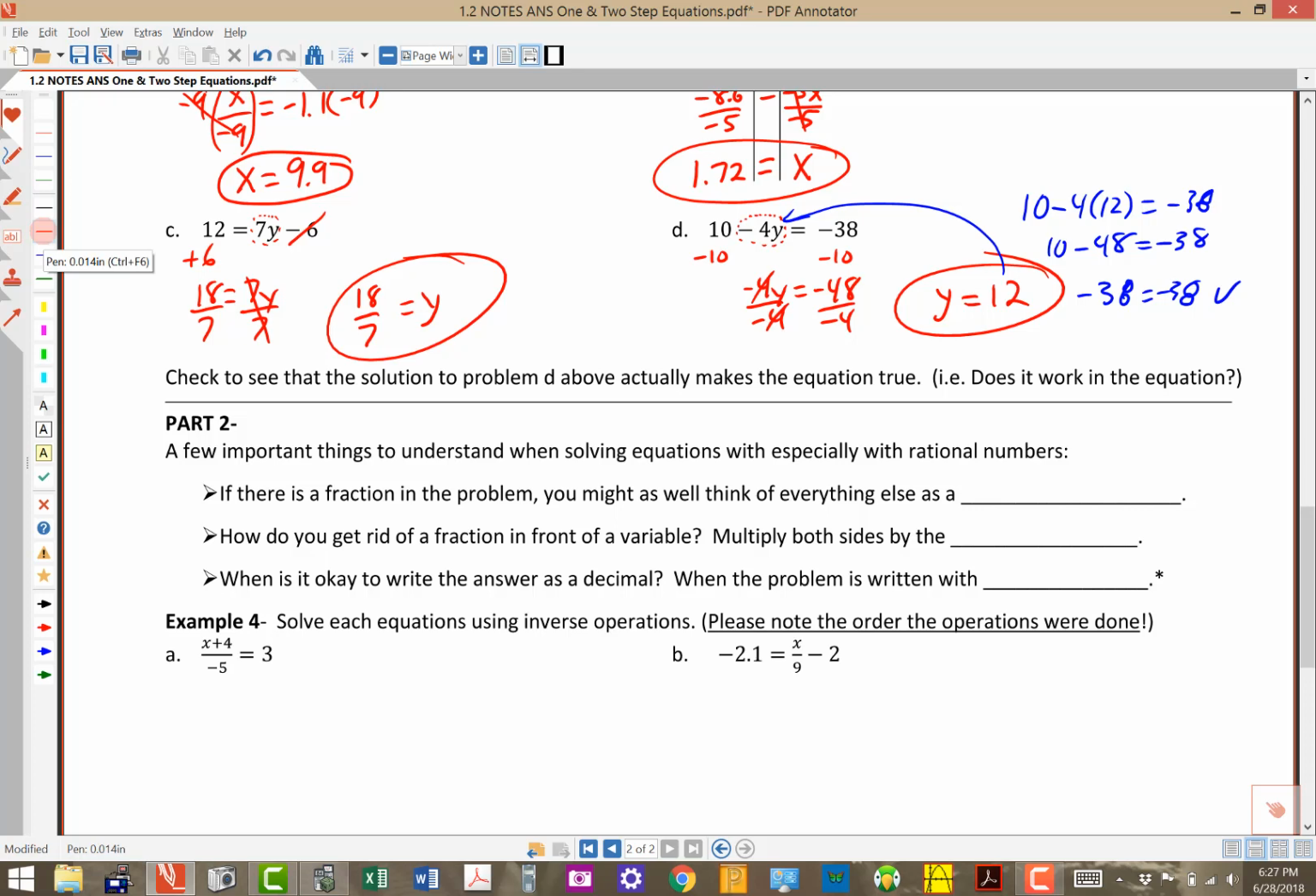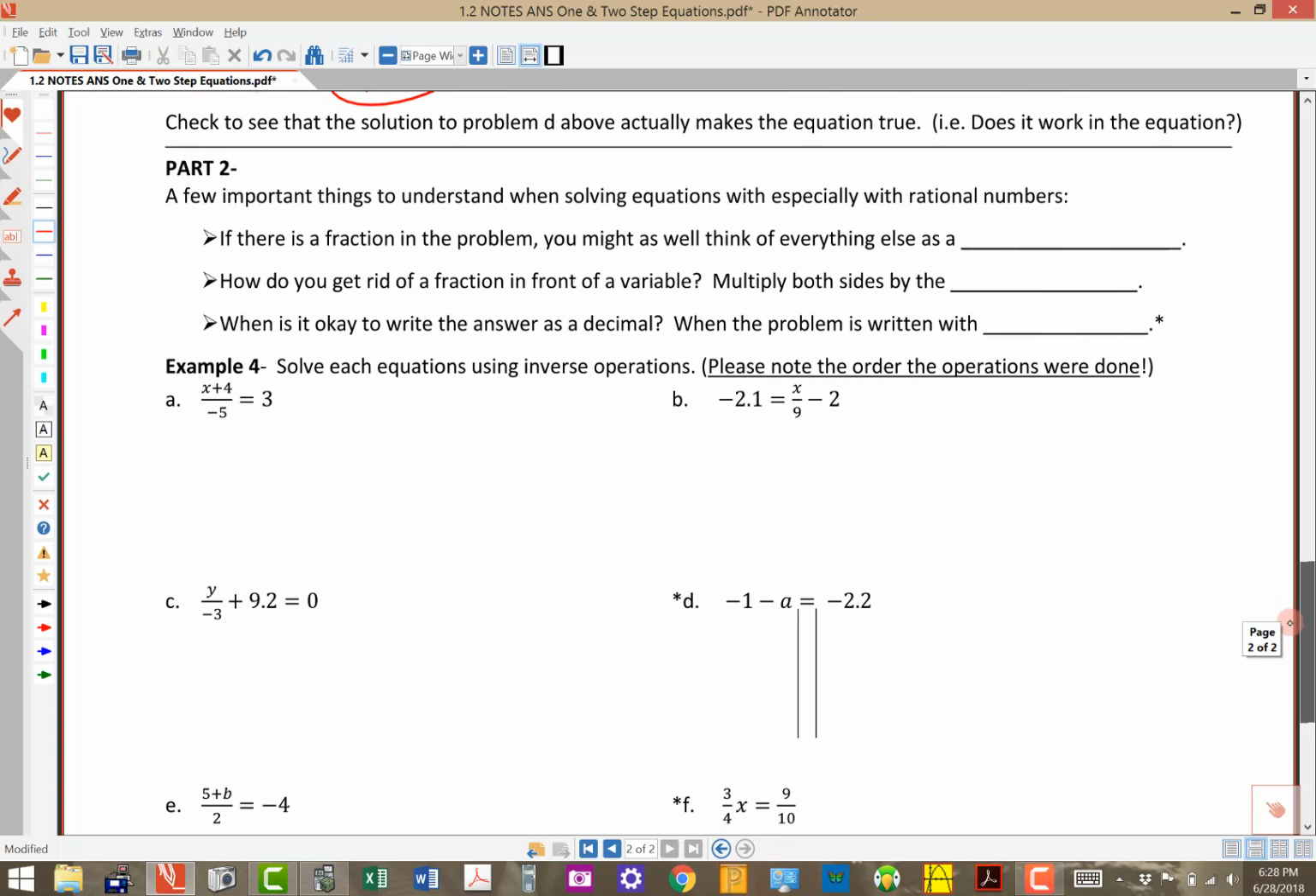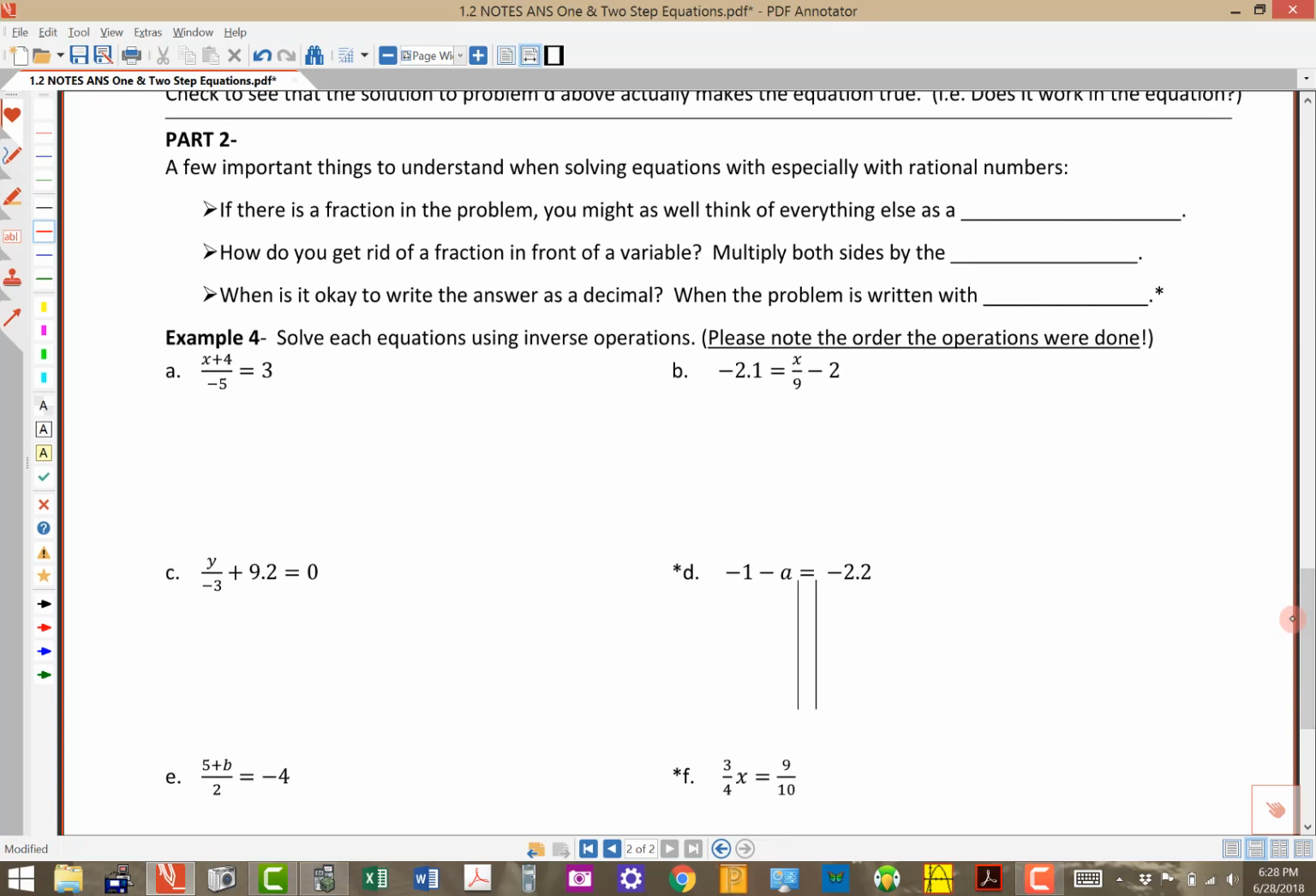A couple of other things that we ought to keep track of that are important when we're solving equations, especially if we're dealing with rational numbers. Remember, rational numbers are numbers that can be written as fractions. So they're either fractions themselves or they can be turned into fractions, and we're going to talk more about that this year. So if there's a fraction in the problem, you might as well think of everything else as a fraction. You can take any number and you can turn it into a fraction. So if I take the number 6, you can turn 6 into a fraction by putting it over a 1. If I had the variable y, you can put it over 1. So if it's not already a fraction, you can turn it into a fraction. Good thing to keep in mind there.